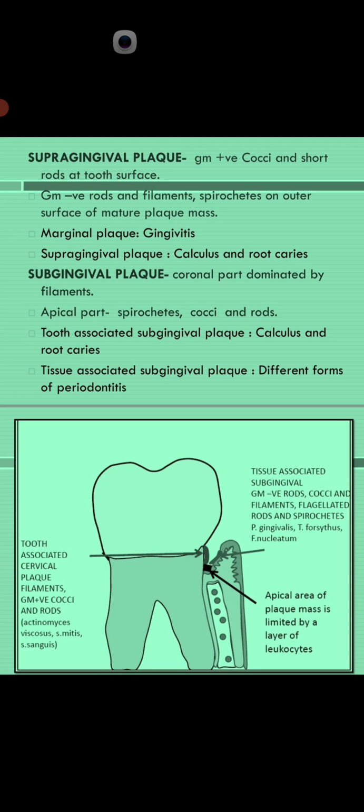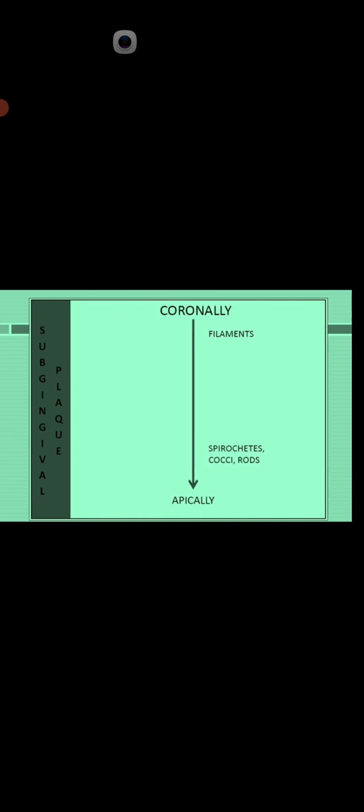Now here in this diagram, the tooth on the right side is the tooth-associated cervical plaque. There are filaments, gram positive cocci and rods, and tissue-associated subgingival plaque has gram negative rods, cocci, filament rods and spirochetes. And here in this diagram, the apical area of the plaque mass, meaning subgingival plaque, is limited by a layer of leukocytes. This is about supragingival and subgingival plaque.